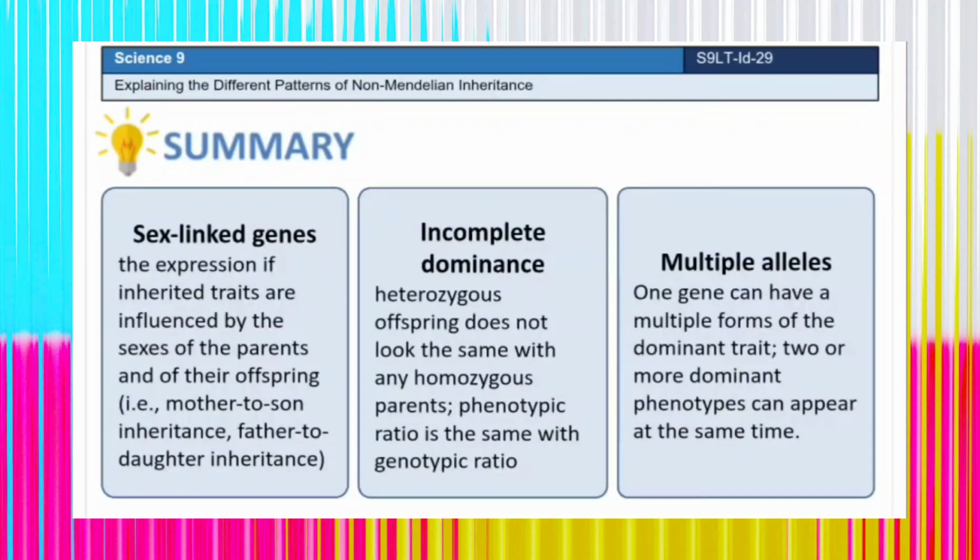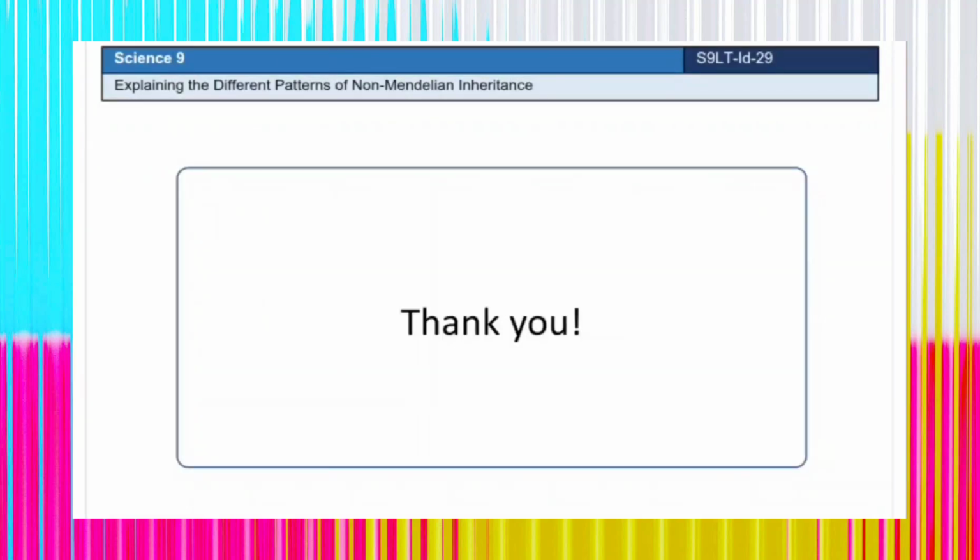Here is a summary of the different patterns, as explained through sex-linked genes, incomplete dominance, and multiple alleles. This is the end of the presentation.